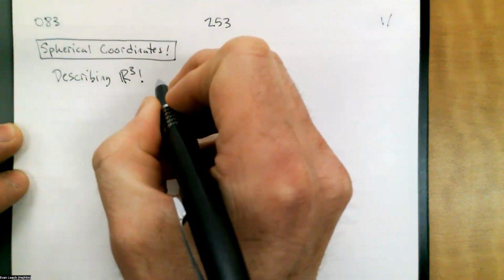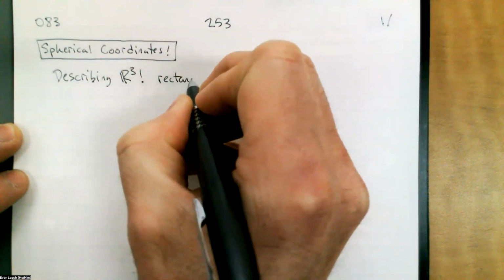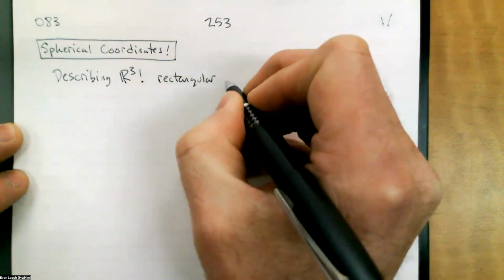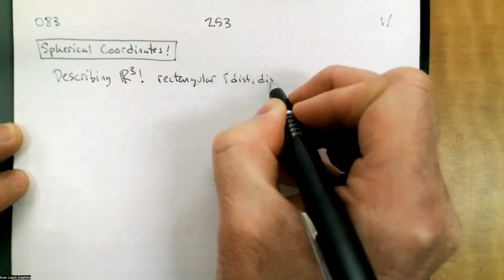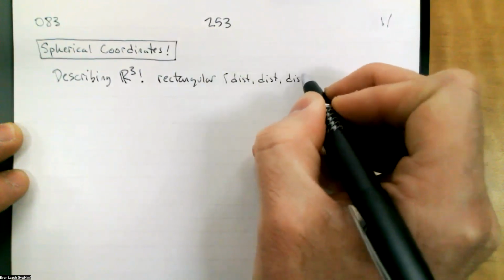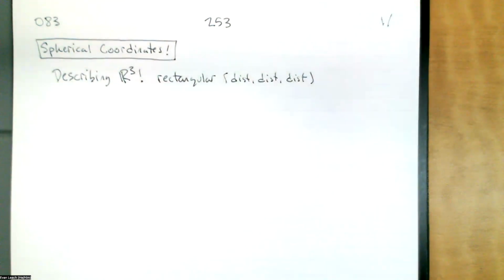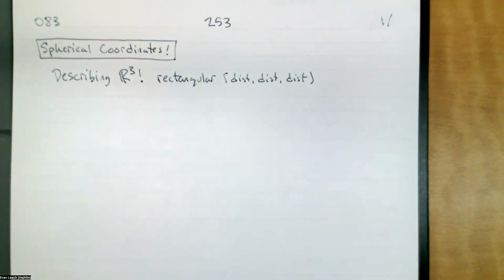We have rectangular coordinates, which is a distance, and a distance. Rectangular coordinates, really good at describing rectangular things. And functions, mainly because we spend most of our time dealing with functions in Cartesian coordinates. So it's a bias that we programmed you with.